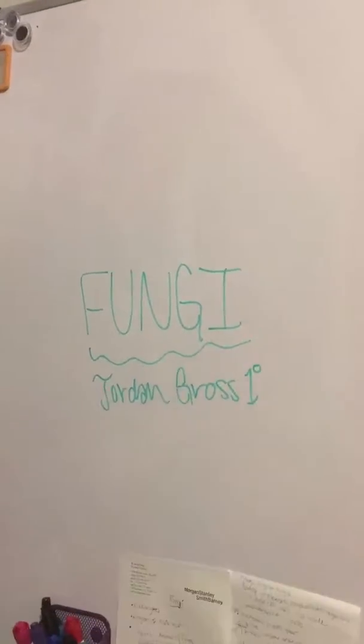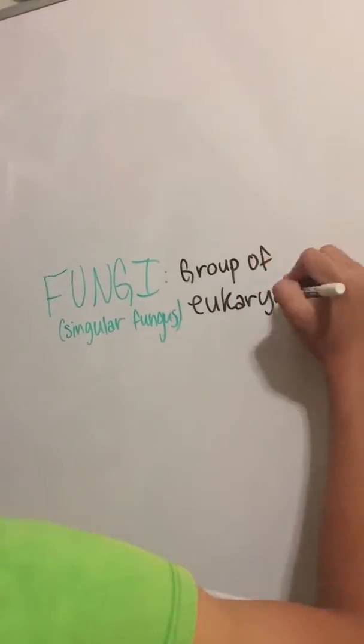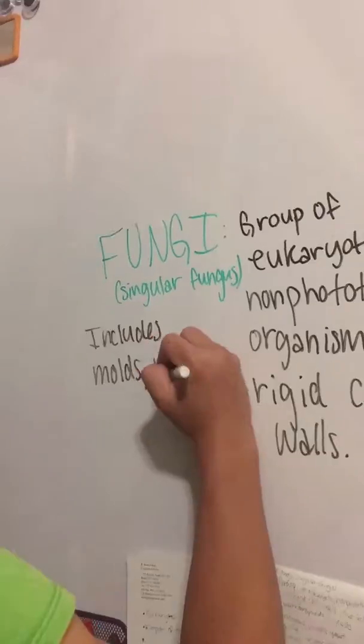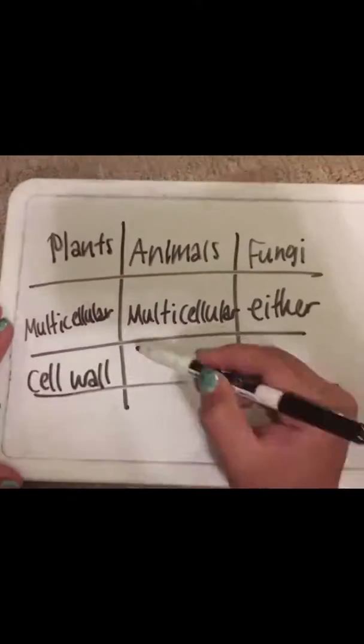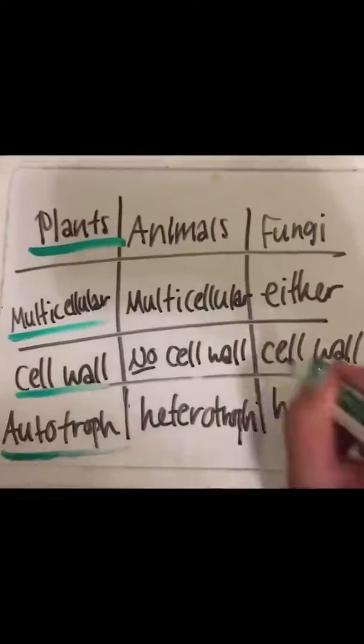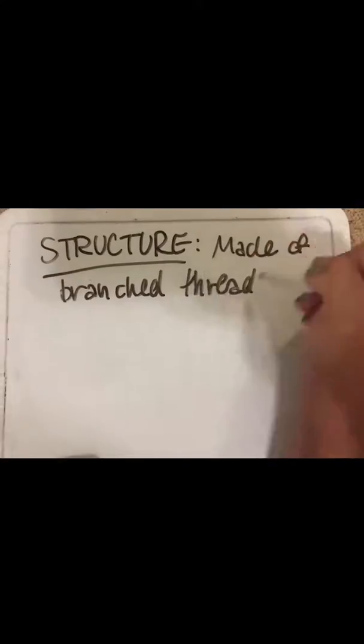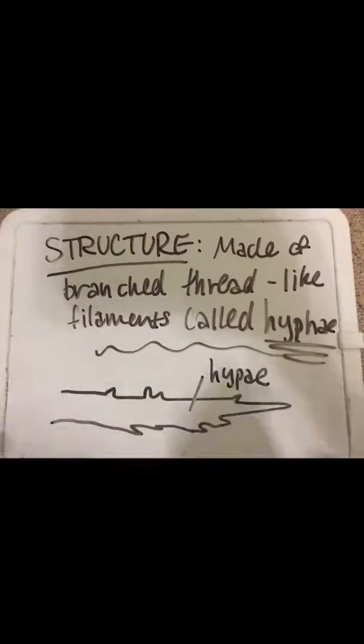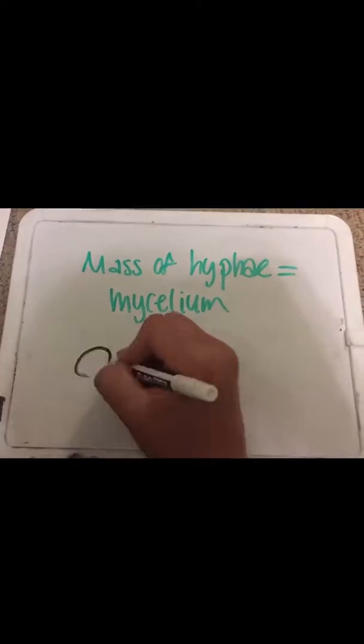When you hear fungi, you probably think of mushrooms, but fungi includes yeast and molds too. Fungi are eukaryotes just like animals, and unlike plants, they are non-phototrophic, so they cannot get energy from the sun. As the chart shows, fungi are very similar to animals and plants, but they are in a kingdom all their own. Fungi are made of branched, thread-like filaments called hyphae.